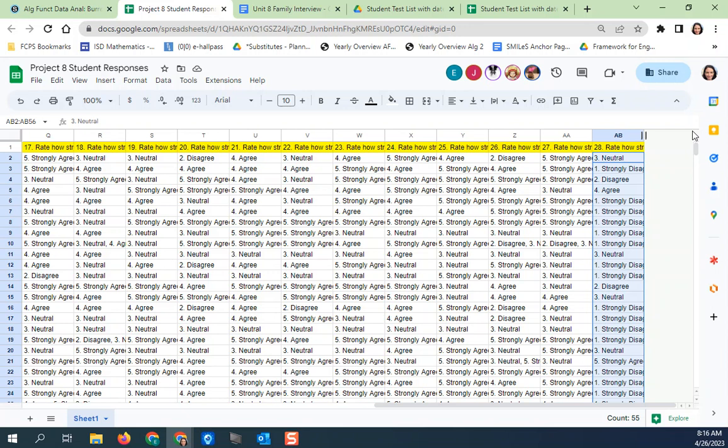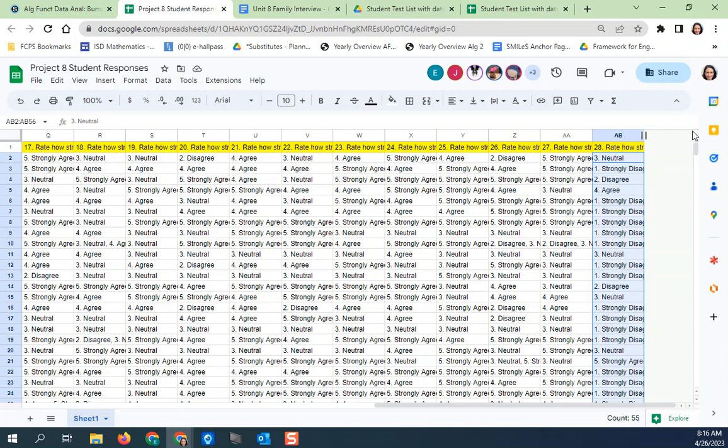Did you have to type all this stuff? No, Google Forms makes this for me. So automatically, they just give the data and organize it for you. Yeah, that's pretty cool. Yeah, there's a lot there.